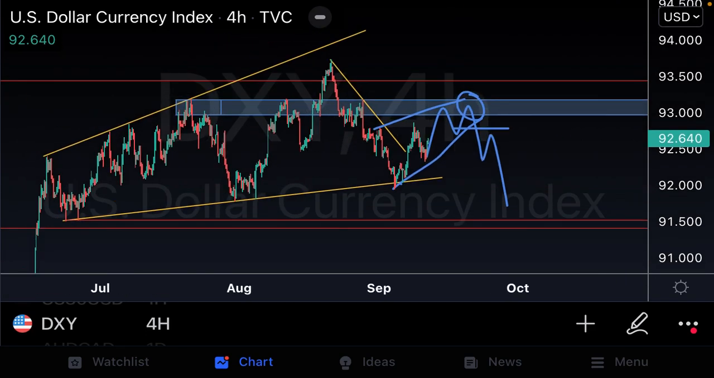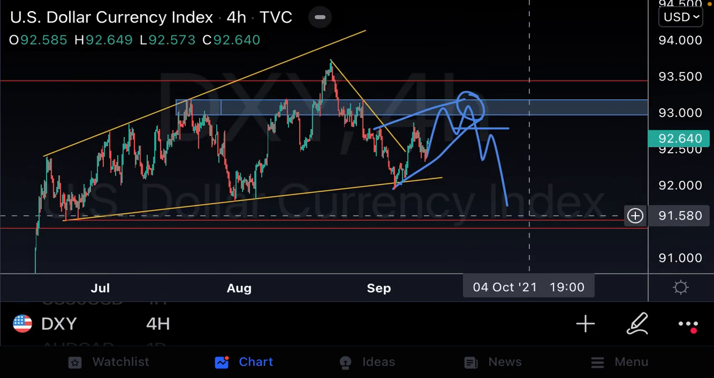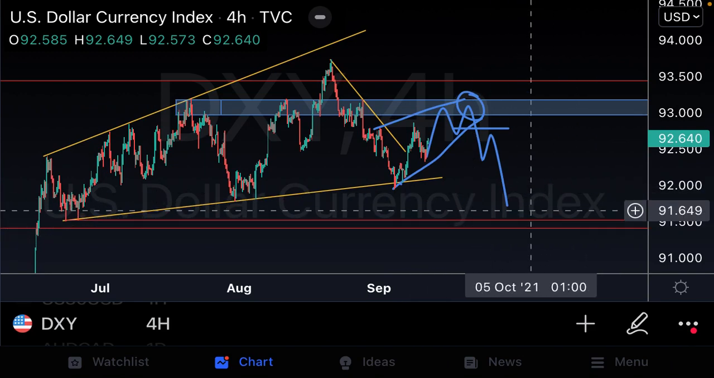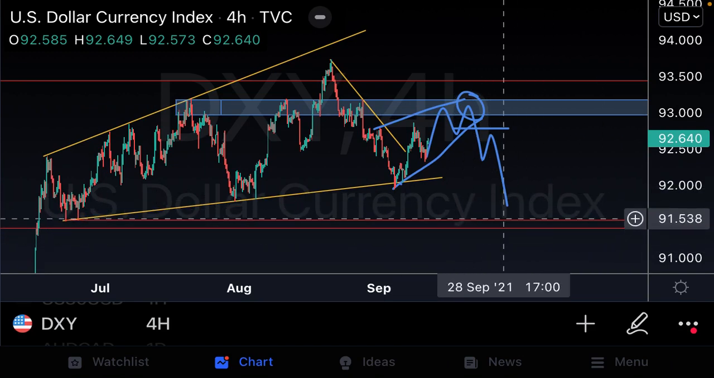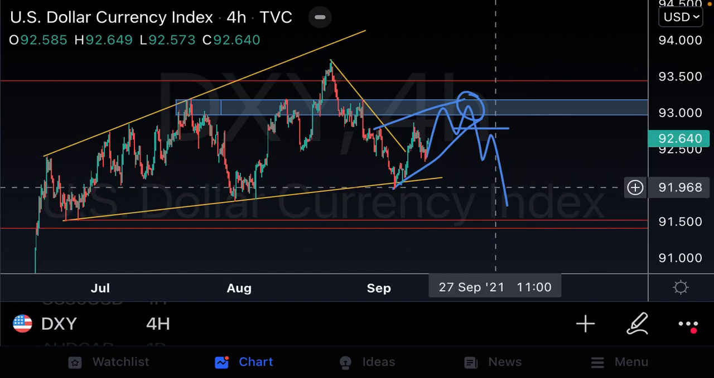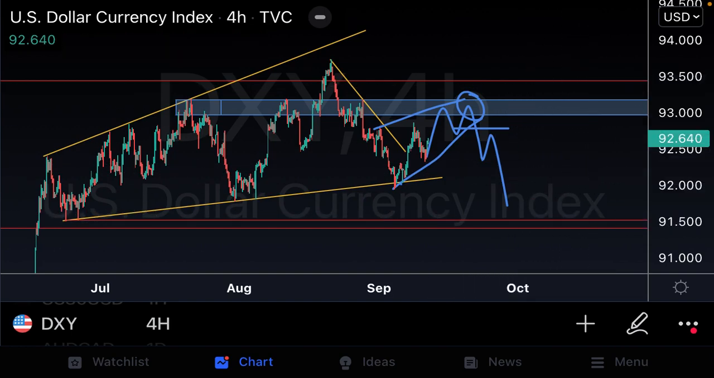So if we do manage to find some dollar weakness over the course of next week, guys, this should be our target area. This should be the first area where we're expecting some new bullish momentum from the dollar index.